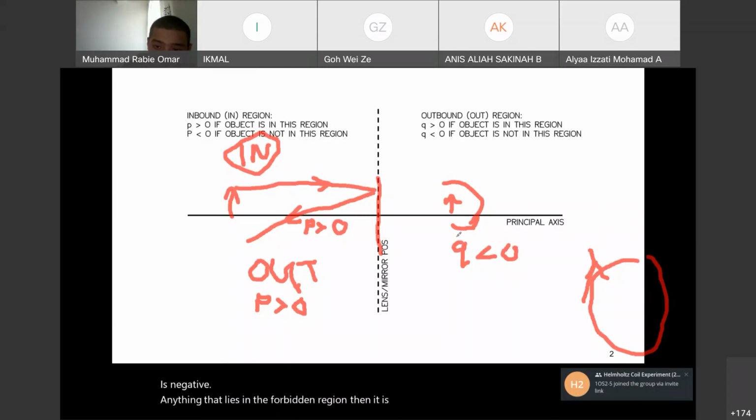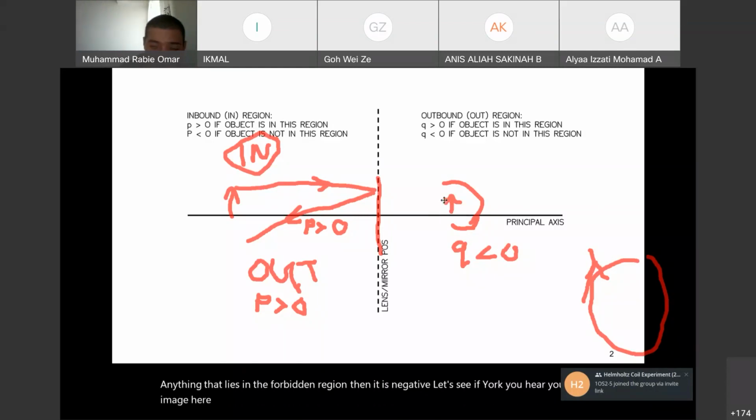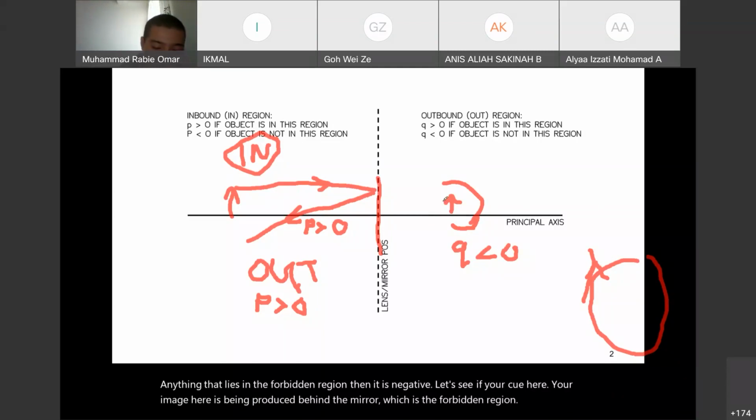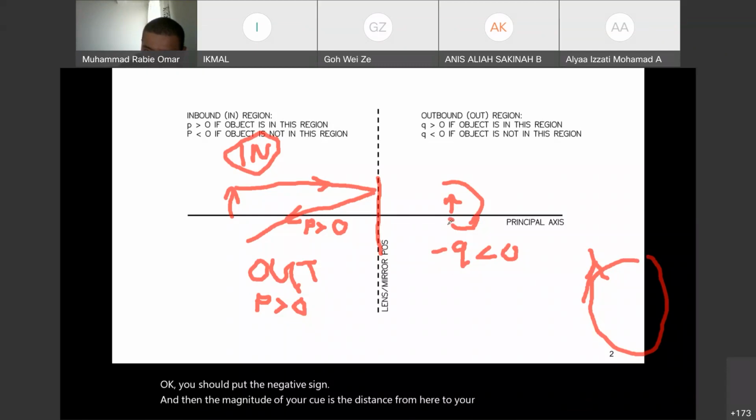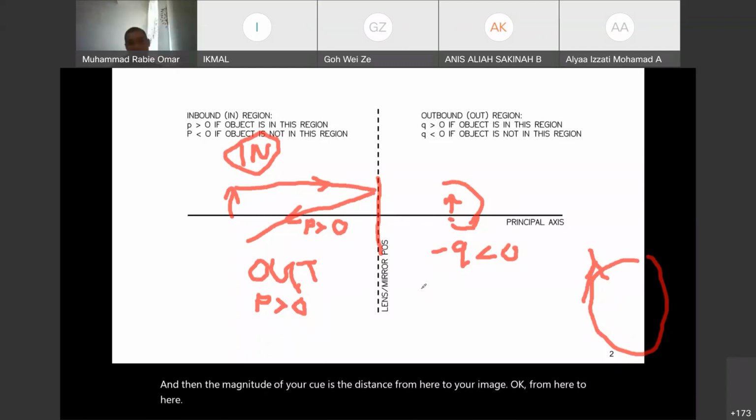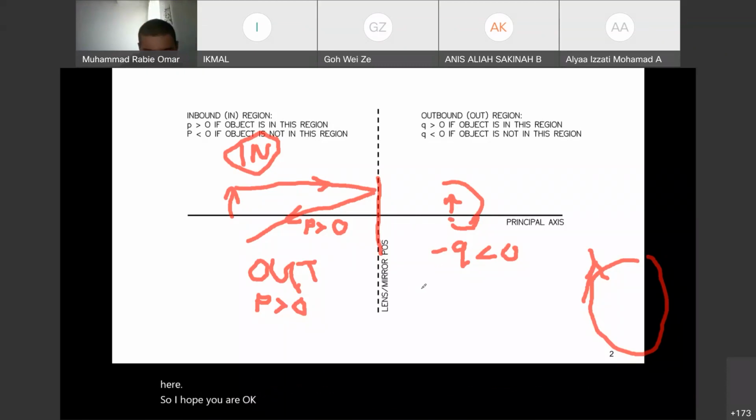Anything that lies in the forbidden region is negative. Let's say your image here is being produced behind the mirror, which is the forbidden region, then the value of Q possesses the negative sign. Okay, you should put the negative sign. And then the magnitude of your Q is the distance from here to your image. Okay, from here to here. So I hope you are okay with the convention here. So you don't have to remember things.